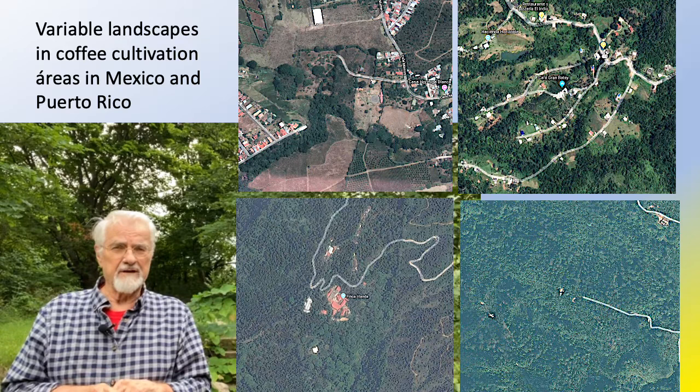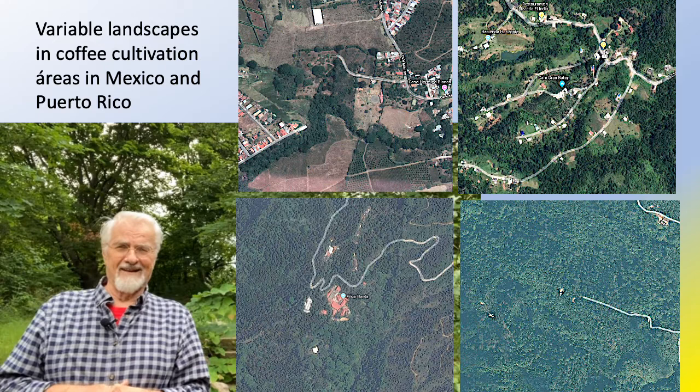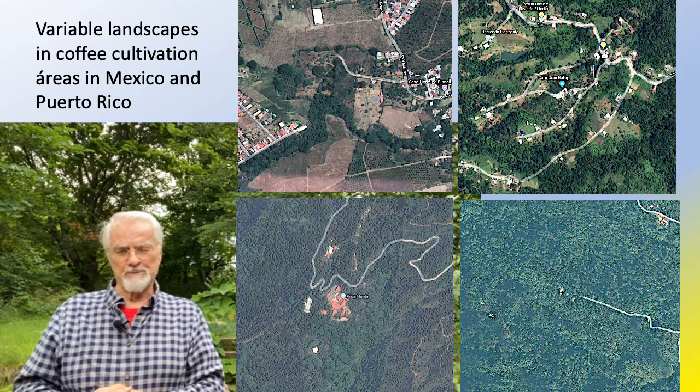You get a certain amount of forest cover, and sort of right in the middle of each of those slides, there's a coffee farm. The bottom ones you might not notice that it's a coffee farm, but there is. The top ones you can see there's slightly more variability in the landscape.